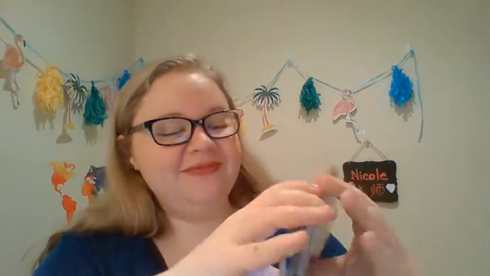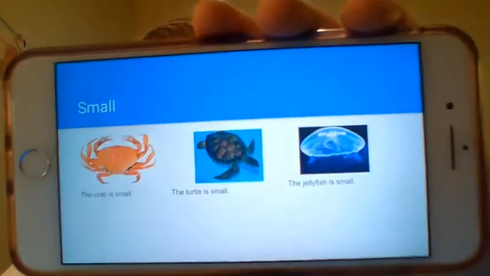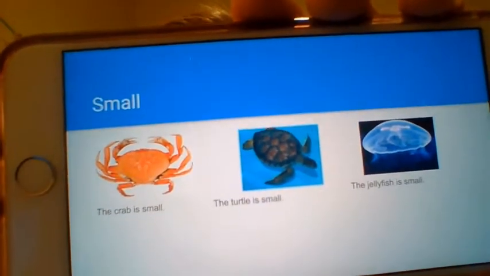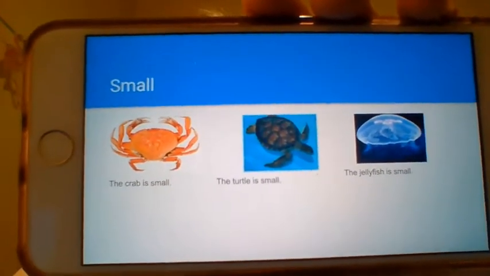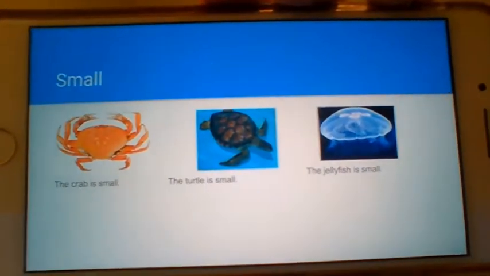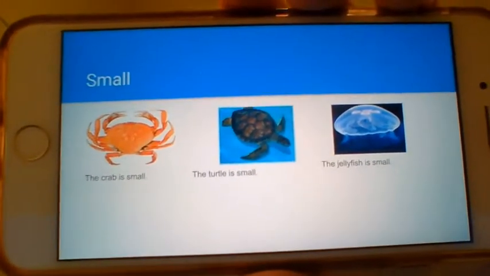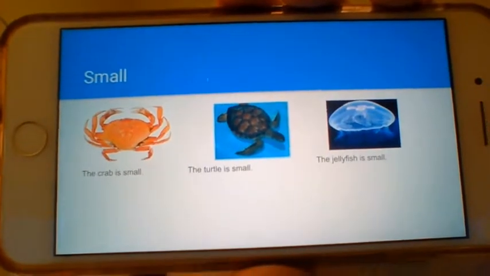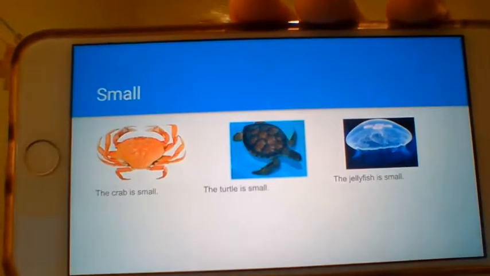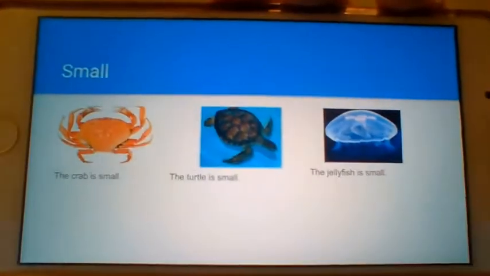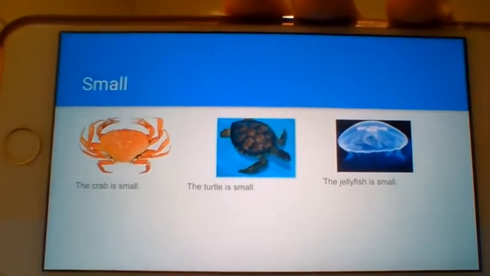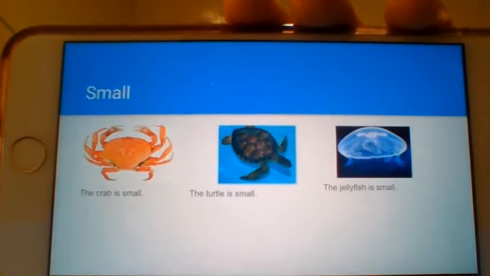So we talked about the big animals. Now we're going to talk about the small animals. So let's look at the first one. What animal is this? It's the crab. So the crab is small. Very good. What's this next animal? The turtle. So the turtle is small. And let's read the last one.